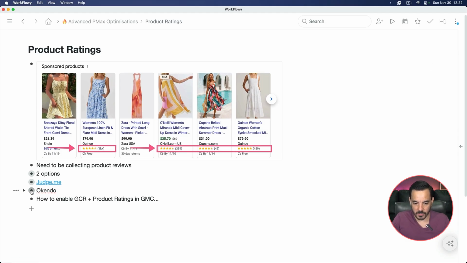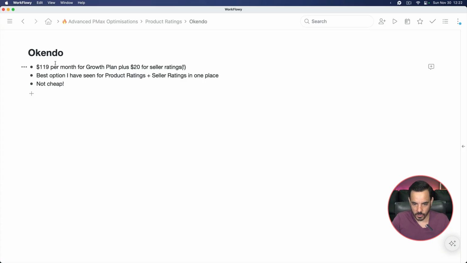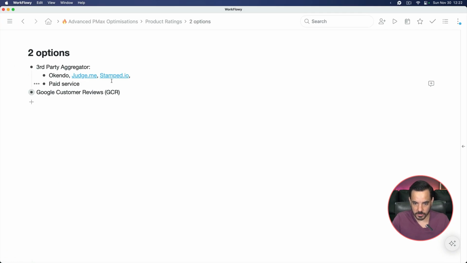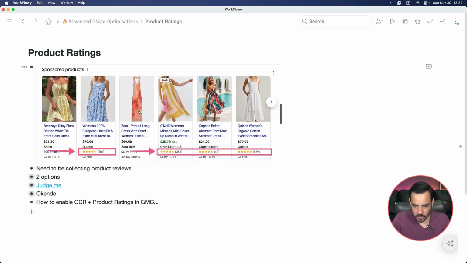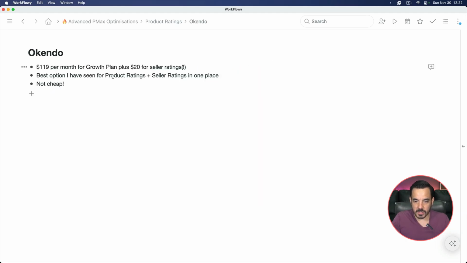But the main advantage with Ekendo or with the other options available, Stamped.io, Yotpo, Trusted Reviews, all those guys, they're going to be more expensive than Judge.me, but they are going to give you product ratings and seller ratings in one place. So you end up paying more, but you don't have to also set up Google customer reviews if you want to get your seller ratings as well.